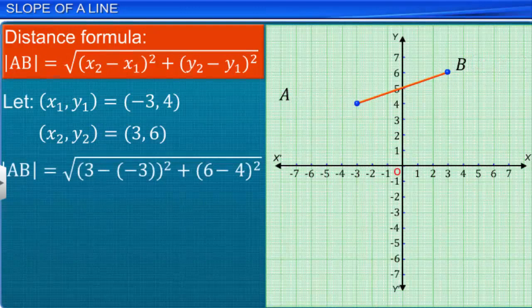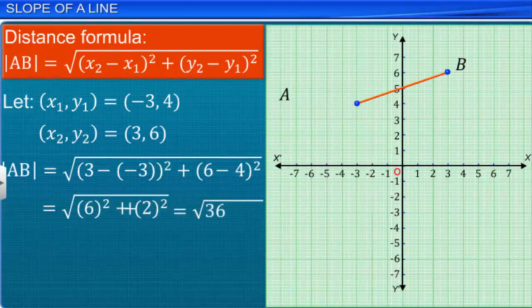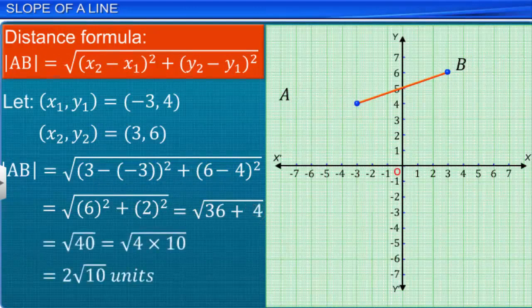Using the distance formula, the distance between the two given points comes to 2√10.